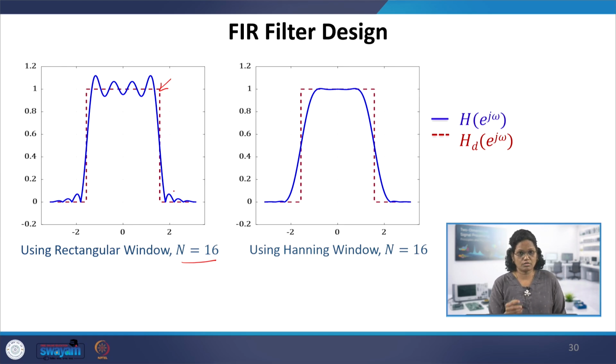If we have a smoother window like the Hanning window of the same size n equal to 16, you can see the design which has the ripple wiped off. Here the ripple is reduced, and similarly here also.